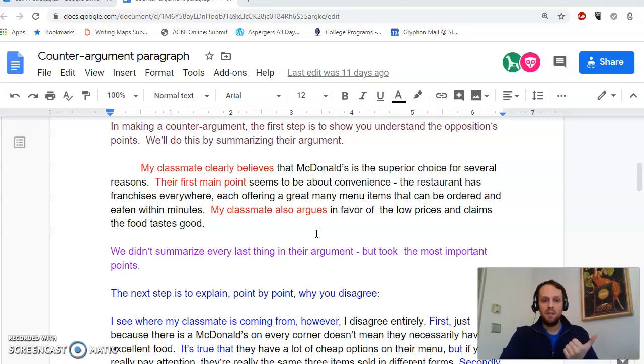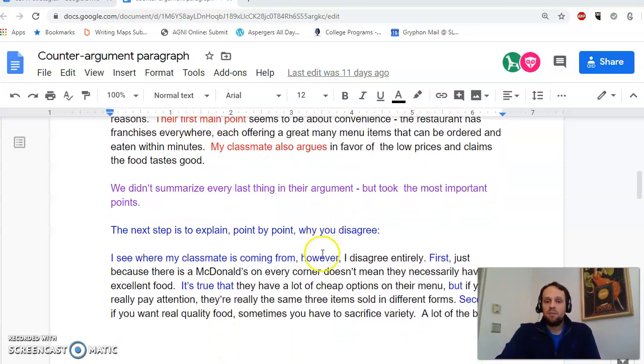So, convenience, variety, and quickness. My classmate also argues in favor of low prices and claims the food tastes good. Okay, so we encapsulated most of that argument in a couple sentences here. We didn't summarize every last detail, but we did catch the main things, and we did focus on a couple things that we're going to now argue against.